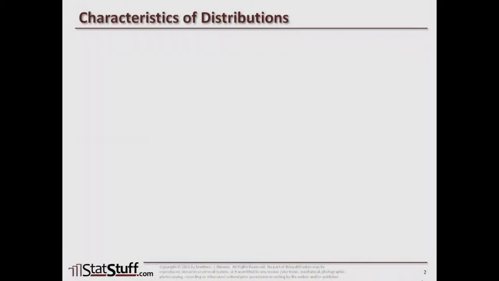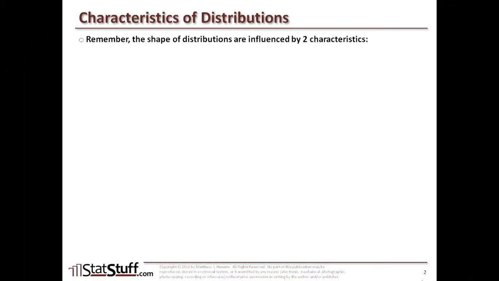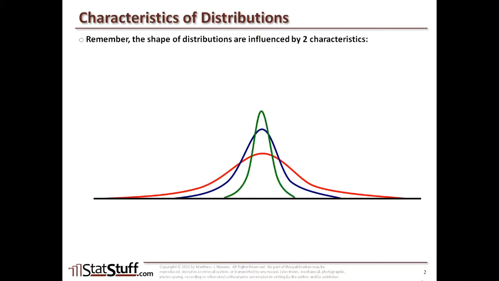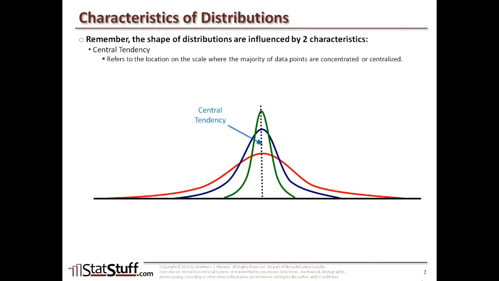So let's begin by quickly reviewing how central tendency is one of the characteristics that describe a distribution. If you recall, we said that the shape of the distribution is influenced by two different characteristics. If we have an example here of three distributions that are laid out on a scale, the first characteristic is central tendency. This is referring to the location on the scale where the majority of the data points are concentrated, or where they're more centralized. It's that central point where most of those data points tend to fall. And for normal distributions, it's the mean or the average that we would tend to use for measuring that central tendency.